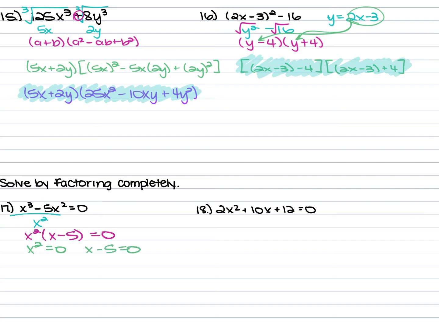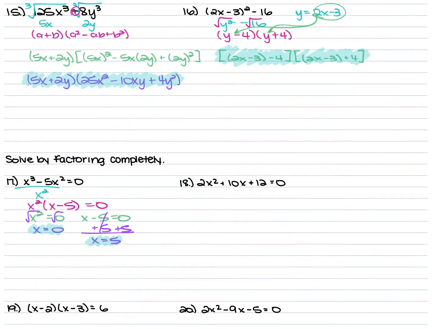For the x squared is equal to 0, take the square root of both sides. Your x is equal to 0, since 0 is neither positive nor negative. For the x minus 5 is equal to 0, add your 5 over. You get that x is equal to 5. So you have two solutions here. X is equal to 0, and x is equal to 5.